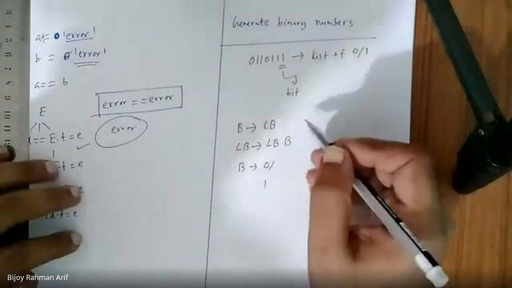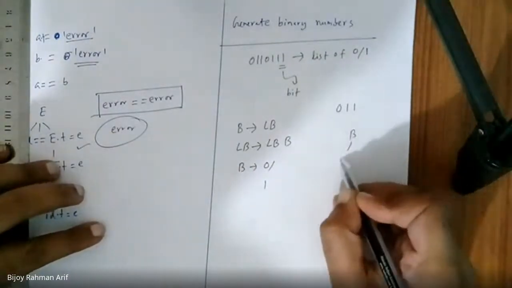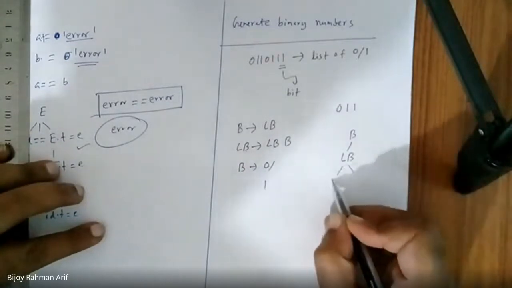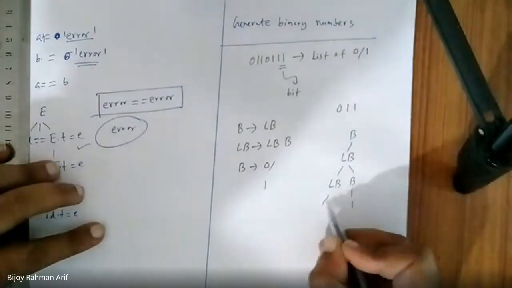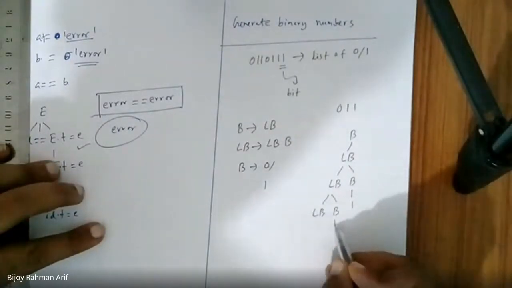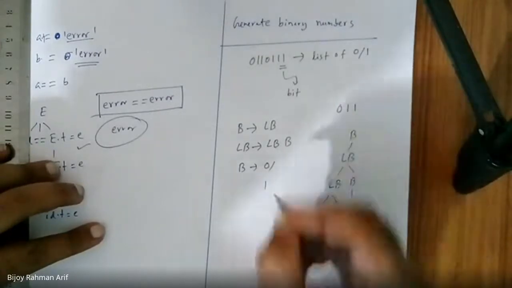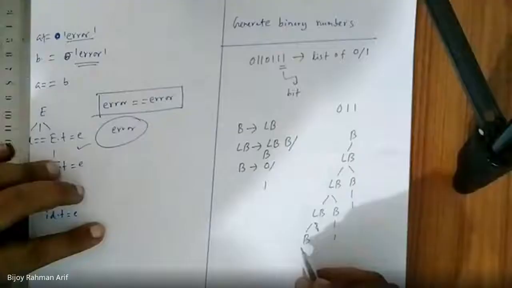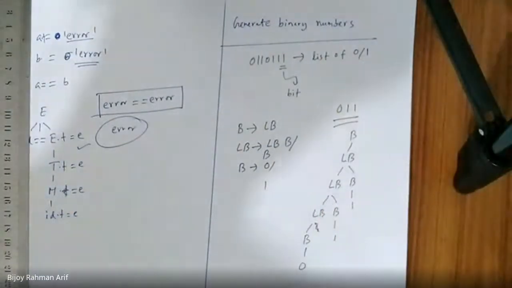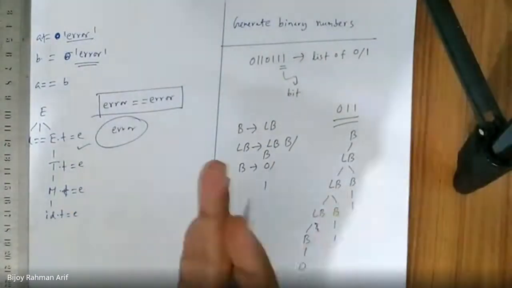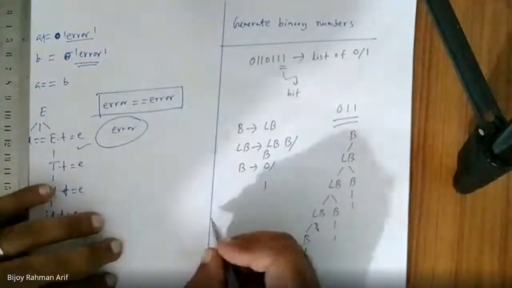How is this possible? Let's take the string 0, 1, 1. So B, then L derives L B, then L B, and B, this one becomes 1, then again L B, B, this becomes 1, and finally it becomes 0. So this is how we can generate this number. Am I right? So this is a perfect one. This is actually the left recursive grammar. You can also write the right recursive one.